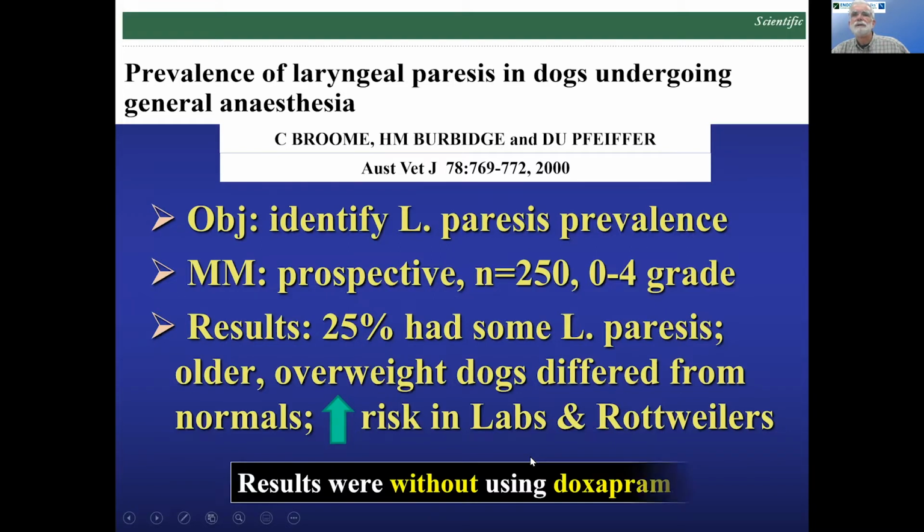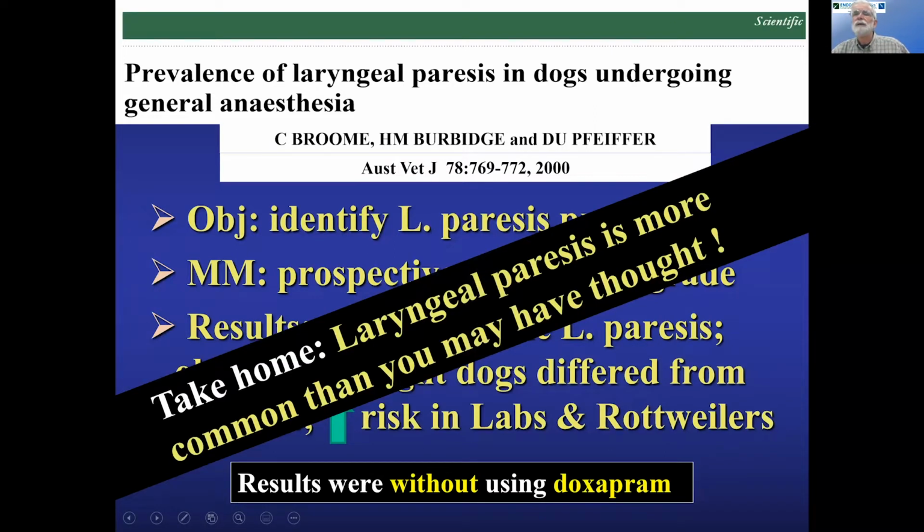The take home from here is that this is without any stimulation. This is just putting the dogs down under anesthesia, looking at what it is before they're intubated, and categorizing it on that 1 to 5 or 0 to 4 scale without any Dopram, okay? So we didn't do any stimulation. The take home is that paresis or paralysis is much more common based on this study than maybe any of us thought before seeing this, okay?